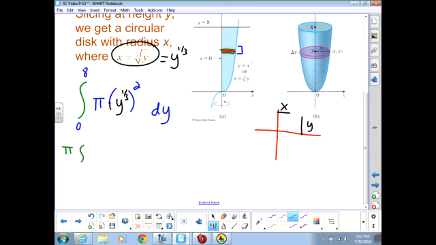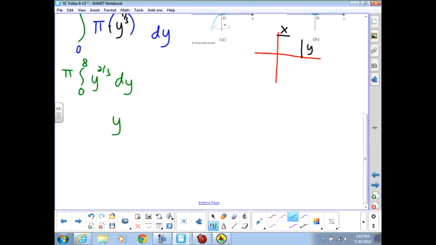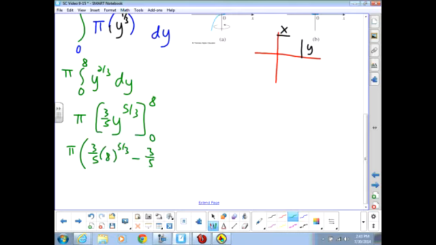So we'll move the pi out front. We're going from 0 to 8. Y to the 1/3 and then squared is really y to the 2/3. And we've got dy. When we take our antiderivative, y will now be to the 5/3, meaning 3/5 has to be out front. We've got the pi out front, don't forget about that, and we're going from 0 to 8. So we'll have pi times 3/5 times 8 to the 5/3 minus 3/5 times 0 to the 5/3. Well, the 0 will wipe out.